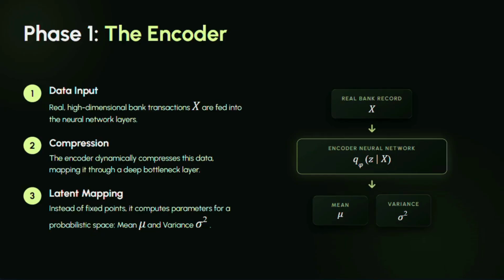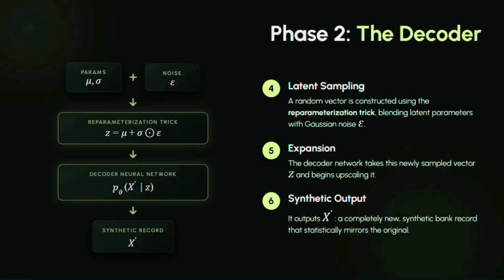This is made in two different phases. The first phase is the encoder, which gets data input and then compresses it, creating two things. The first one is the mu, and the other is the variance. They use these two things to compute parameters for a probabilistic space, and then it uses it.